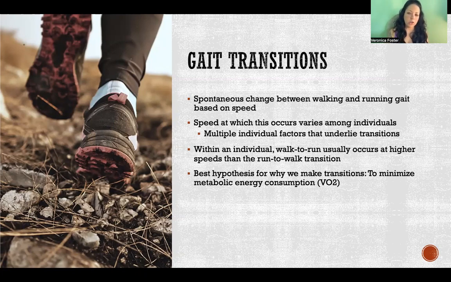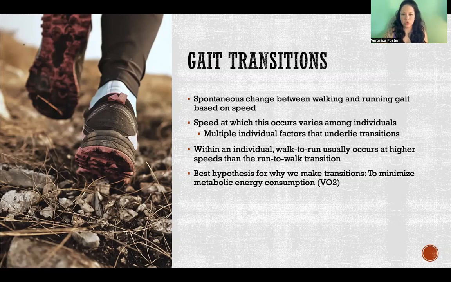Within an individual, walk to run usually occurs at higher speeds than the run to walk transition. Basically, we tend to walk longer, even as speed is increasing. We stay at a walk longer and transition to a run at a higher speed compared to going in the opposite direction, where we transition from run to walk at a lower speed. So basically, we tend to walk more than run at the different speeds. The best hypothesis for why we make these transitions is to minimize metabolic energy consumption, or VO2.